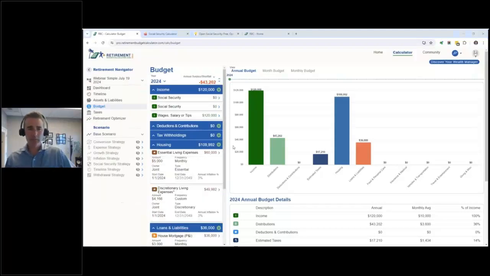Yep, you can schedule a big purchase in the future. Just enter it as a one-time expense that happens only in that one year.